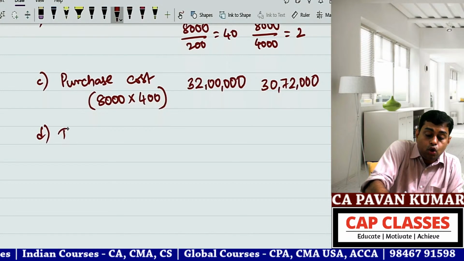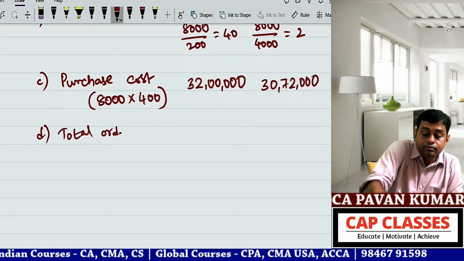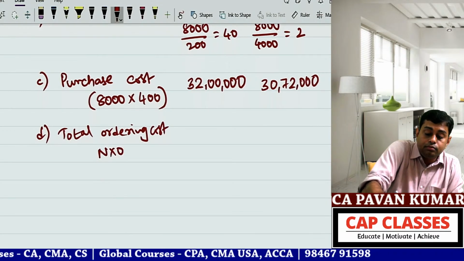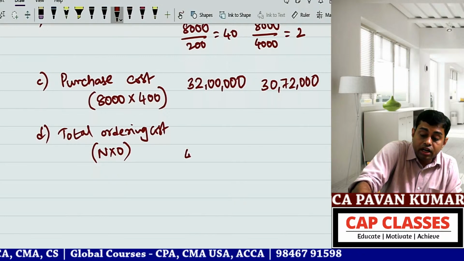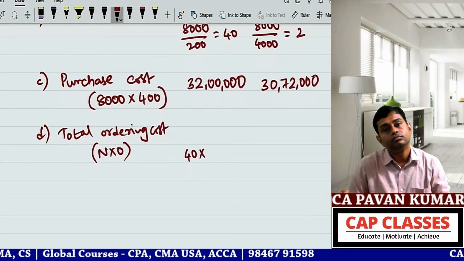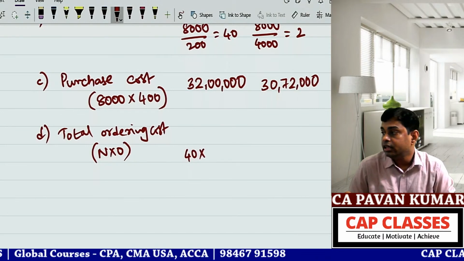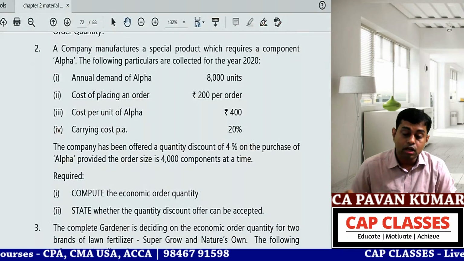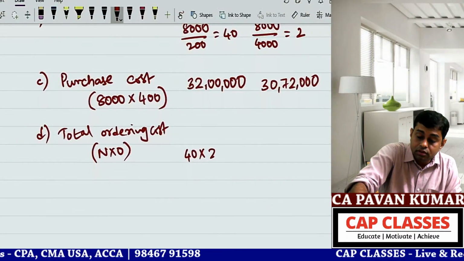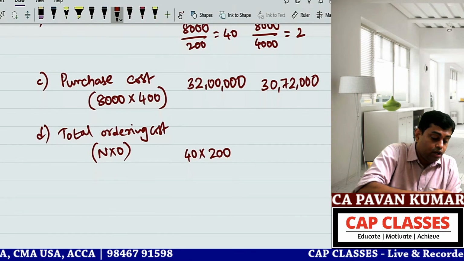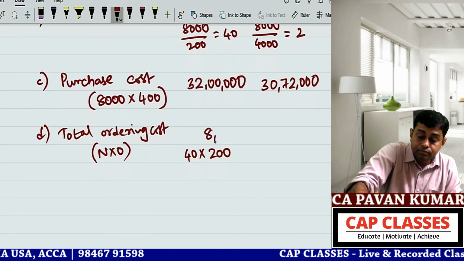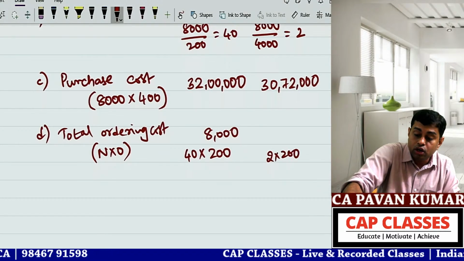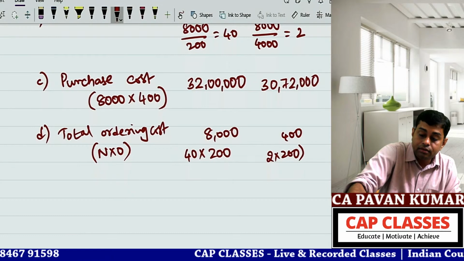D. Total ordering cost. How do we calculate? N into O. What is N here? 40 times you need to buy. Correct. 40 times you need to buy into per order कितना है? Per order 200 rupees. 40 into 200 must be 8,000. This is present situation. In future 2 times you need to buy into 200. It is only 400.